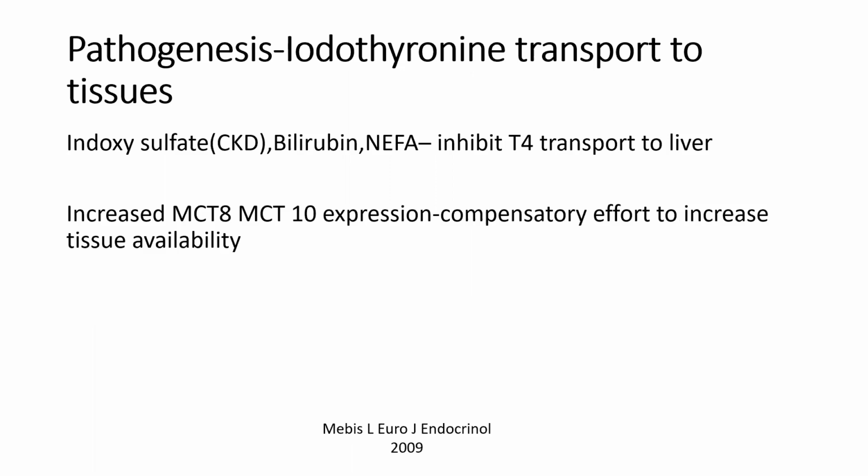Then in some chronic conditions like CKD and CLD, there will be metabolites like indoxyl sulfate, bilirubin, and non-esterified fatty acids, which will also inhibit the transport into the liver, into the tissue metabolism. So in these settings, we can see increased MCT8 and MCT10 expression, which are the transport proteins of the liver. This is the compensatory mechanism to increase the tissue availability of these hormones. This is also seen in these chronic conditions, which suggests that tissue transport is reduced.